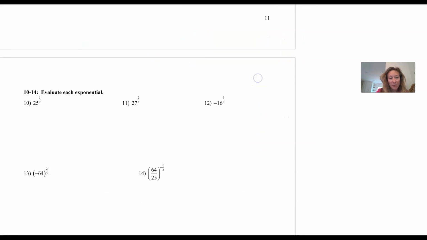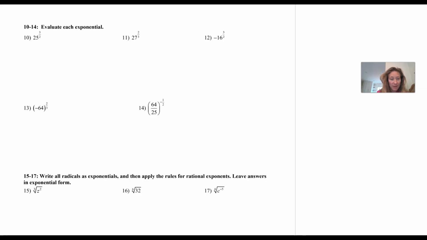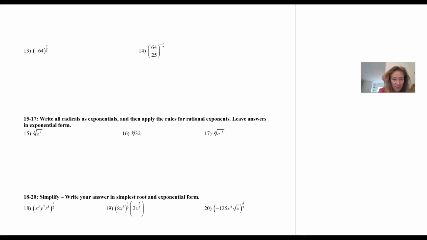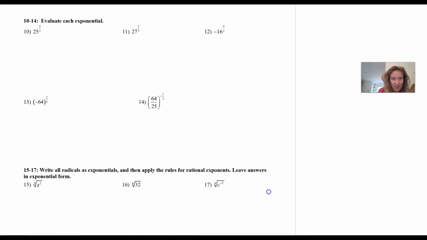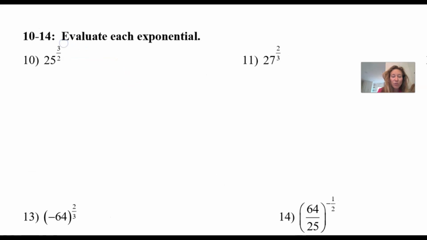So here I have some problems where I'm going to be evaluating. All right, so 25, let's rewrite that as 5 squared. I'm going to use the exponent form. If you prefer to use radical form to simplify this, you can. So I'm going to write it as 5 squared to the 3/2. How will I write 27 with exponents? I would write that as 3 to the 3rd power to the 2/3. Let's just do this conversion first.